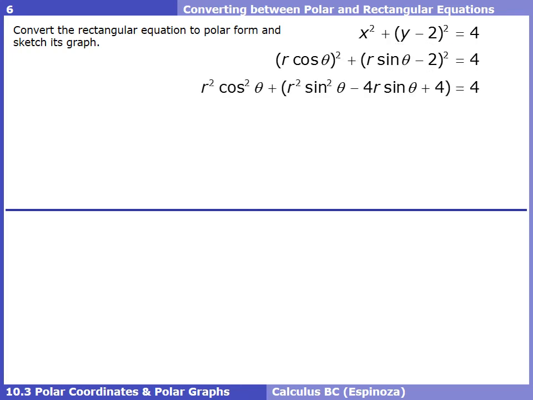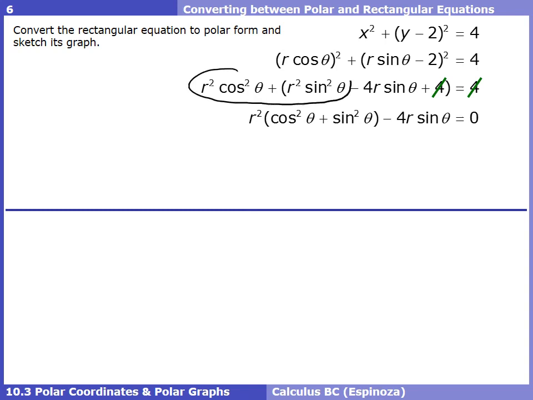So there's the result. There's a few things we can do here. On the left and the right side, we have a 4. So if we were to subtract that 4 to the other side, of course we'd end up with 0. The other thing we can do, if you notice these two terms right here both have an r squared in common, is factor out that r squared from both terms, and then we'll be left with cosine squared plus sine squared. Of course, the minus 4r sine theta just stays as we can't alter it at all.